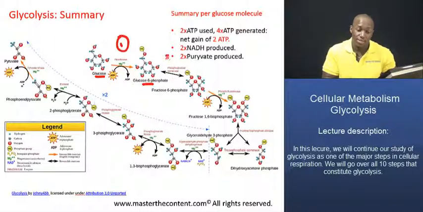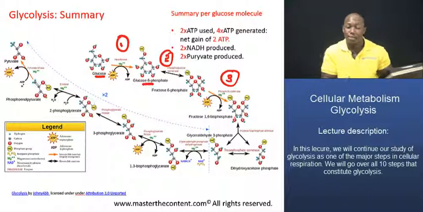Now in the second step, glucose 6-phosphate is converted into its isomer, fructose 6-phosphate, and the enzyme responsible for that step is phosphoglucoisomerase. Now in the next step, which is the third step, fructose 6-phosphate is converted into fructose 1,6-biphosphate. This third step requires the input of another ATP molecule, and the enzyme responsible for catalyzing that step is phosphofructokinase.